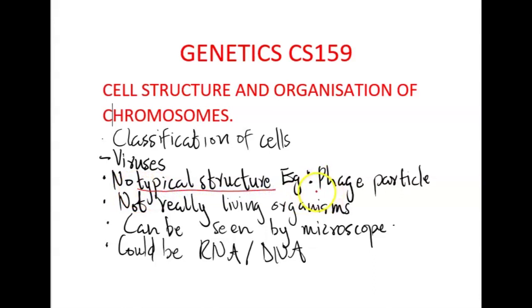An example is the phage particle. They are not really living organisms. They can be seen with an electron microscope, probably, and they could be RNA or DNA, and they cannot replicate on their own, and they are not really living cells.